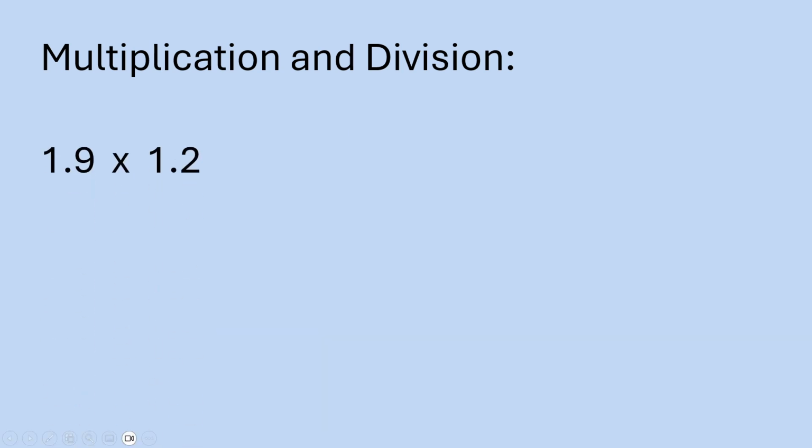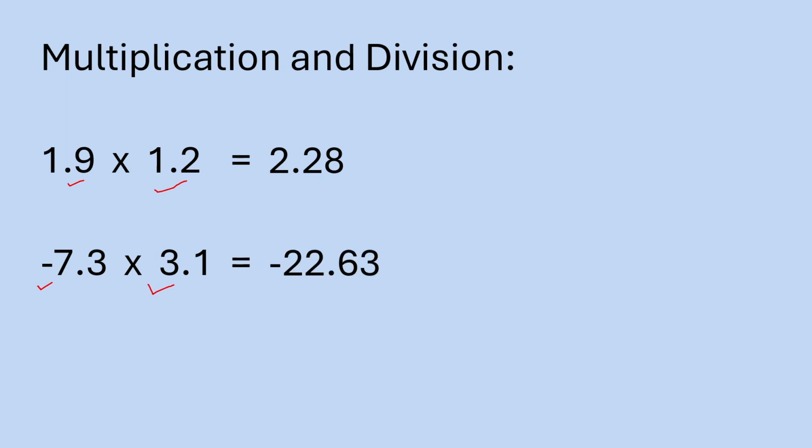Now the next example, 1.9 multiplied with 1.2. Here both are positive values, so the answer is positive 2.28. Next example, negative 7.3 multiplied with positive 3.1. One value is negative and one value is positive, so the answer is negative, negative 22.63. Next example, negative 4.1 multiplied with negative 0.5. Negative negative is a positive value, so the answer is positive, equal to 2.05.